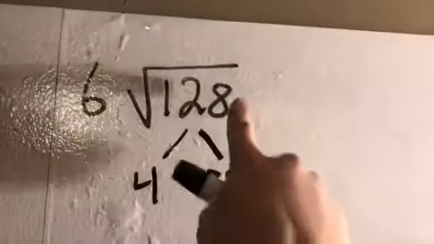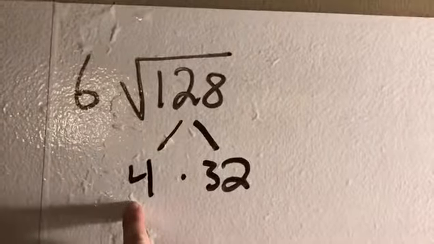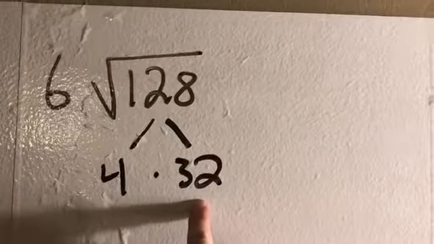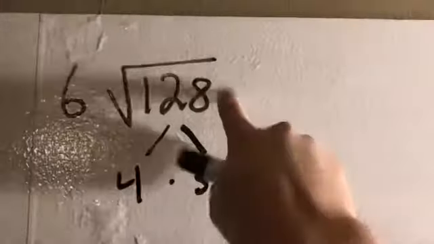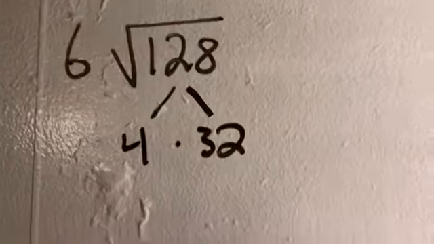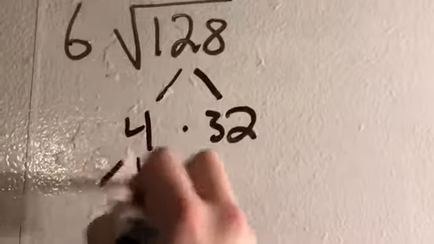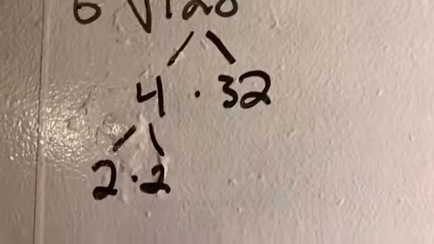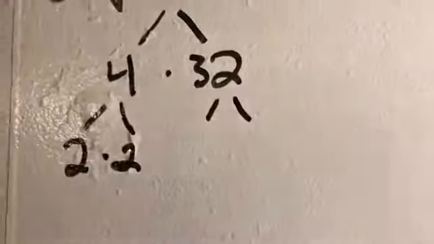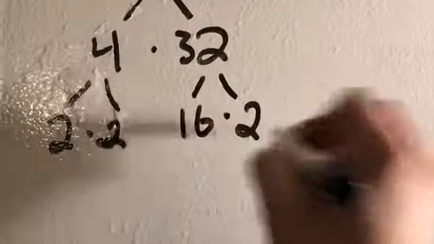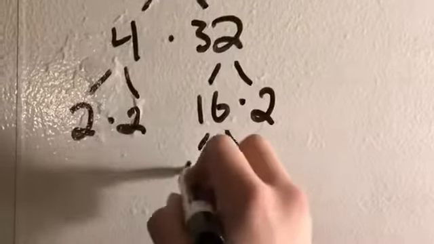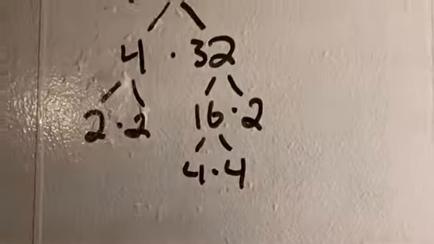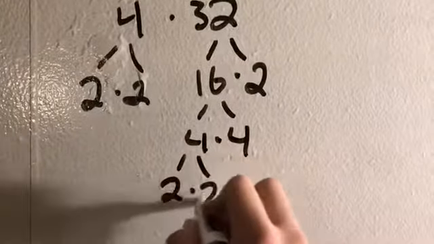On my calculator, I did 128 divided by 4, and my calculator gave me a nice 32. So I know 4 times 32 is a way to get to 128. And now I can break down these numbers a little bit easier. 4 can give us our 2 times 2. 32, I know I can do 16 times 2. And then 16 gives me a 4 times 4. And then the 4's each give me a 2 times 2.